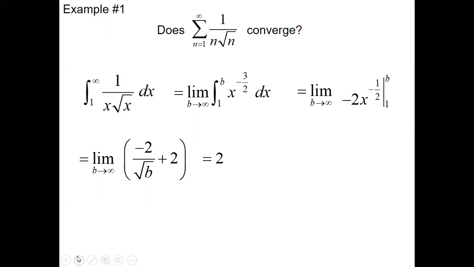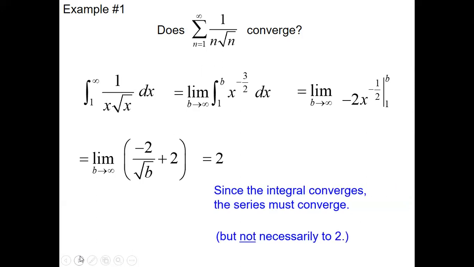So what does that mean? Well, that means that this improper integral converges to 2. The area underneath of this function accumulates or approximates to an area of 2, or approaches a value of 2. Well, then that means my original series converges as well, but it doesn't converge necessarily to 2. I don't know what this series converges to. So again, it's not a geometric series. It doesn't seem to be a telescoping series. So at this point, I might just be happy to know that it converges.